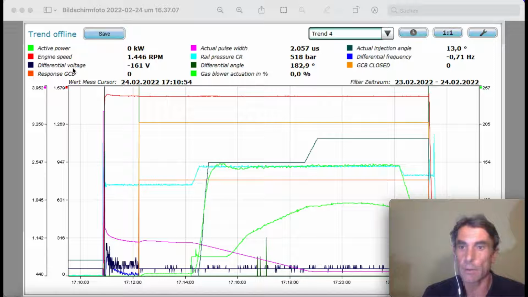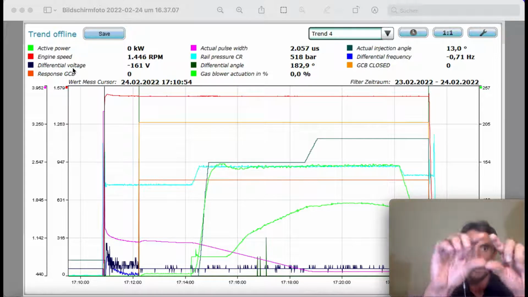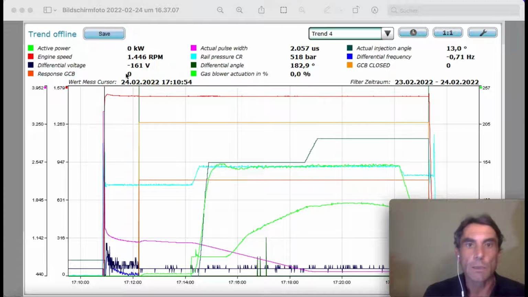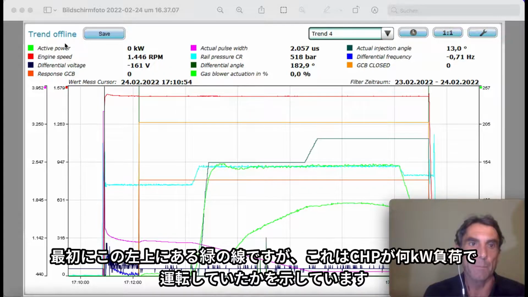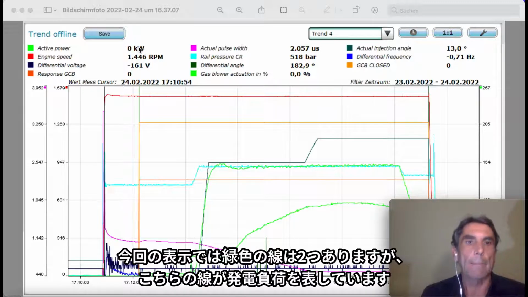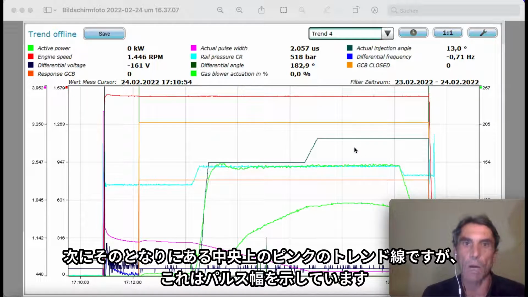As I mentioned already, we would like to go through the process status of the CHP, and I chose the values that you can see up here. So we go from the left to the right. First we have the green one, that's the active power. We would like to see how many kilowatts the system is operating if it's connected to the grid. So that's the green one. I have two greens, but the green one goes up here. That's the load or the power.